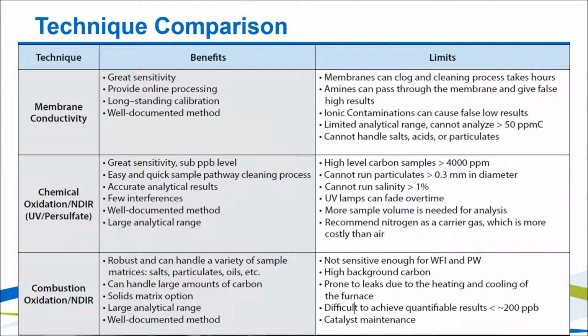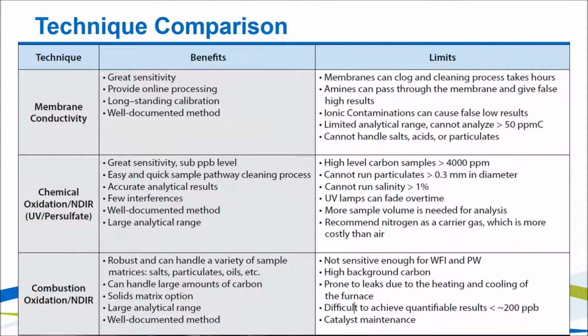Ionic contamination can cause false low results, which can be concerning in the pharmaceutical industry, since you think the vessel's clean or the manufacturer equipment is clean when it in fact is not, because it's giving you a false low result of carbon. It has a limited analytical range, so it can usually only do parts per billion to 50 parts per million, roughly. And it cannot handle salts, acids, or particulates. Again, that's because of the conductivity part of it, because things like acids will mess with the conductivity of a sample anyway.